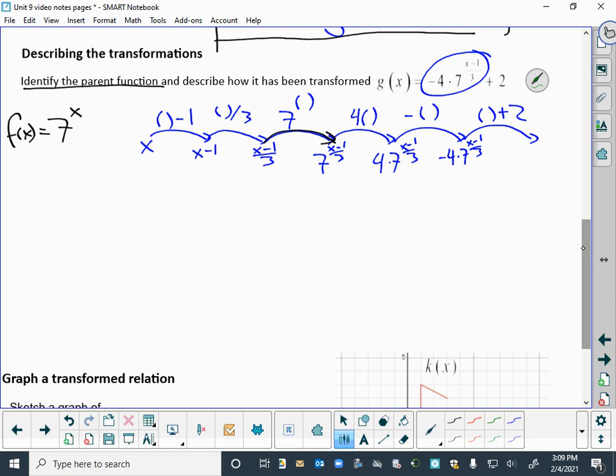Okay, I'm going to go ahead and start on the input side. What I need to describe is the transformations as they are being applied to the parent function. So on the input side of the parent function, the first transformation would be described by this green arrow, which I know has to be the inverse operation to the dividing by 3. That's a multiplying by 3. Okay, that is a horizontal stretch.